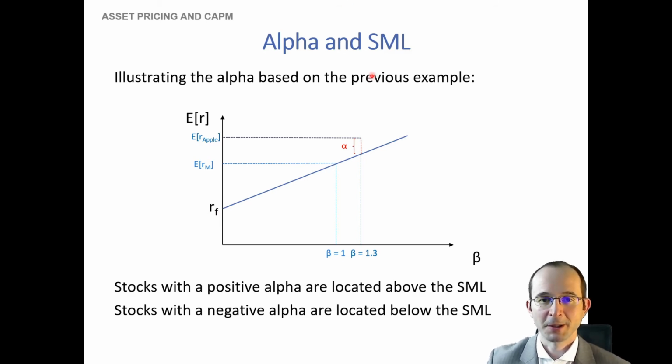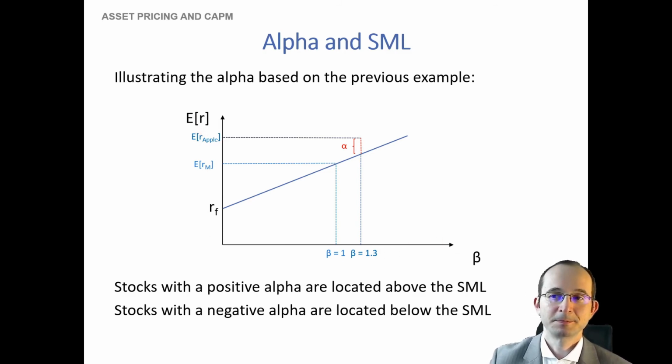Remember, the security market line is drawn not in mean variance space, though. It's drawn in mean return beta space.